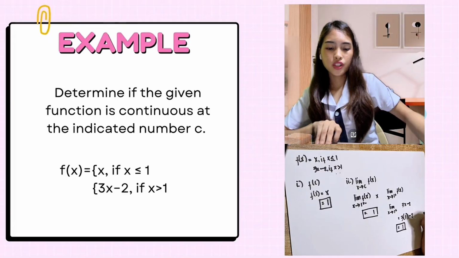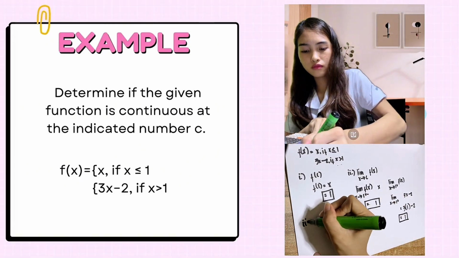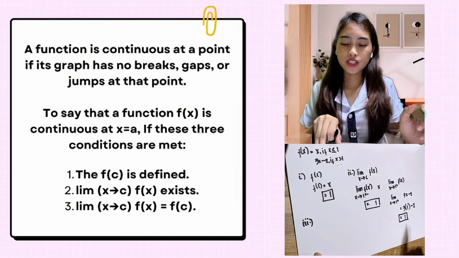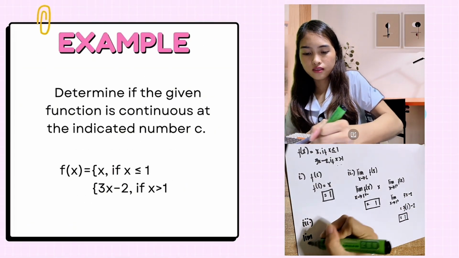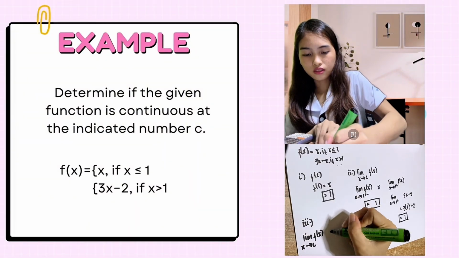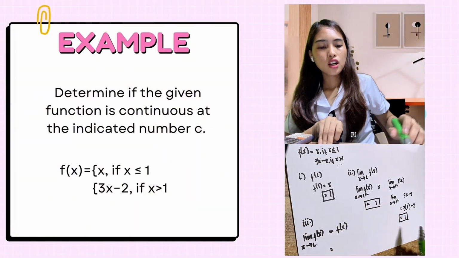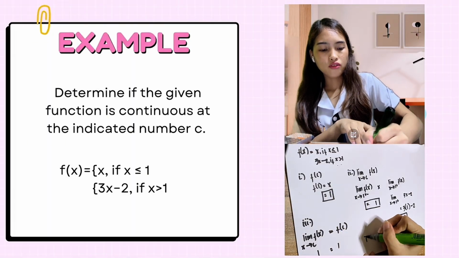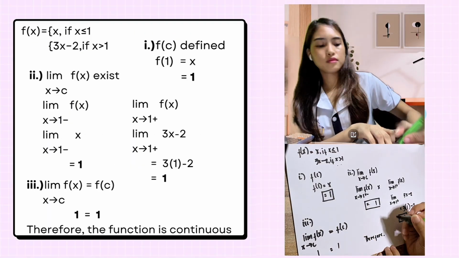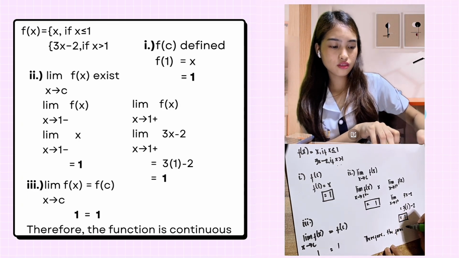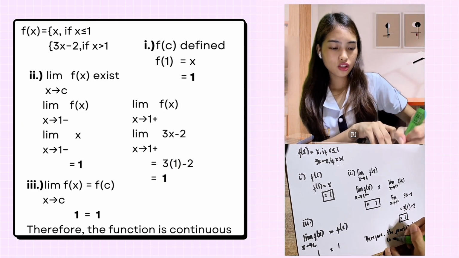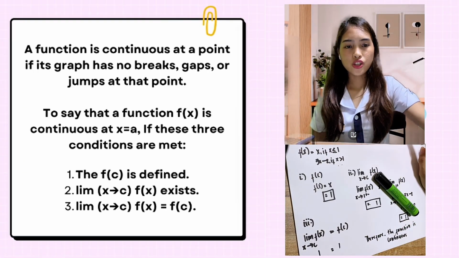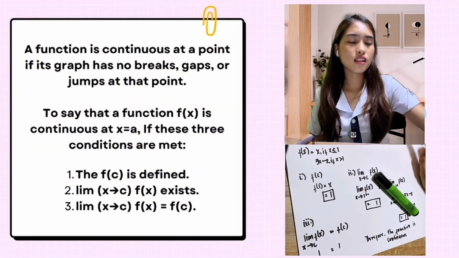So let's proceed to step 3. The limit of f of x as x approaches c is equal to f of c. So here, our limit is equal to 1, and our f of c is equal to 1 also. Therefore, the function is continuous. If any of these conditions are missing, the function is discontinuous.